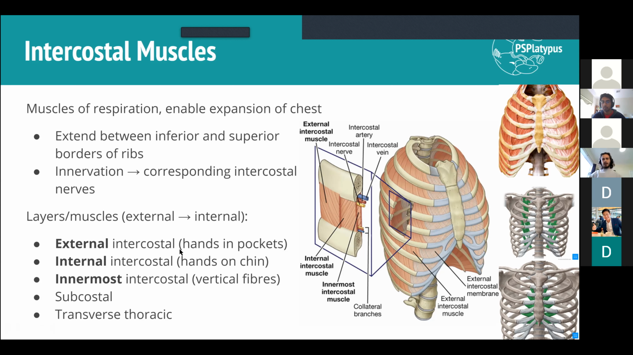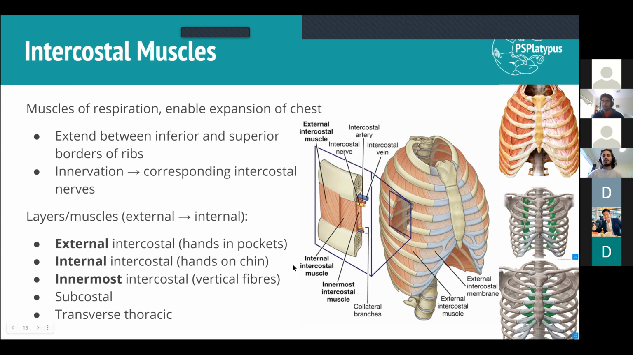And that has a hand in pocket. So if you put your hands in your front pockets, you'd be able to see there's this downwards, forward sloping fiber, which you can see here as well. Internal intercostal, hands on chin. So it's doing that sort of opposite direction.